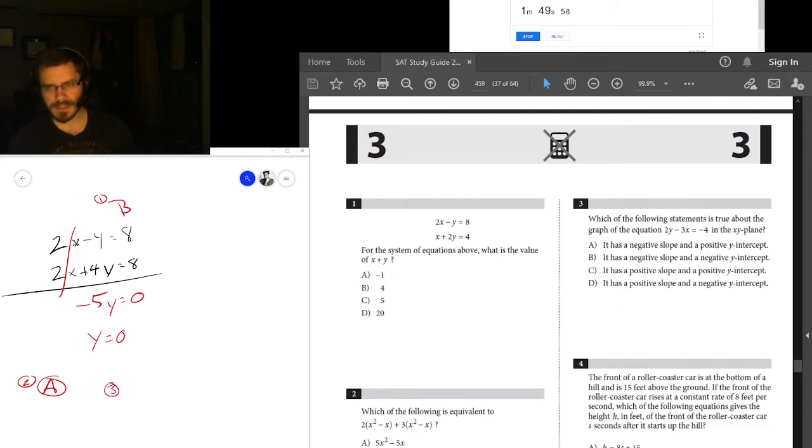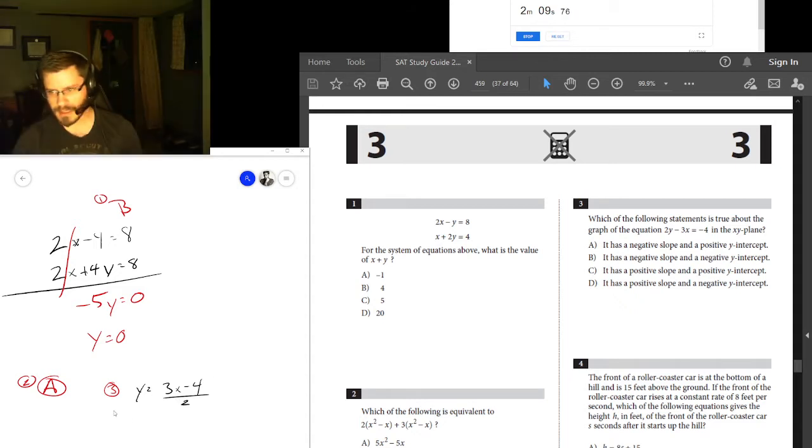Which of the following statements is true about this? So just check your options. Negative slope. Okay, rearrange it into slope-intercept form. You get y equals (3x minus 4) over 2. You just push everything away from y. We see that it has a positive slope and a negative y-intercept, so that is going to be D. Number 4 we'll put up here.